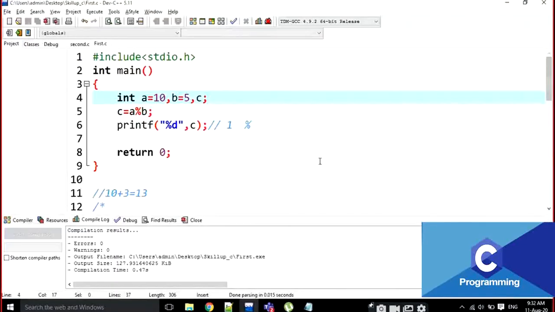That means if the value is 0 for this one, they are exactly divisible. The 10 is exactly divisible by 5. If it returns 0, it is exactly divisible by that number. If other than 0, it is not exactly divisible. Okay, that is also very important. If it is exactly divisible, the remainder is 0. If it is not exactly divisible, it is other than 0.